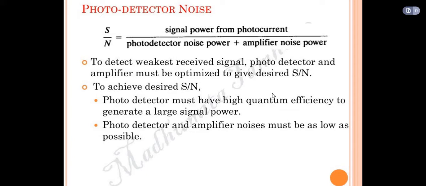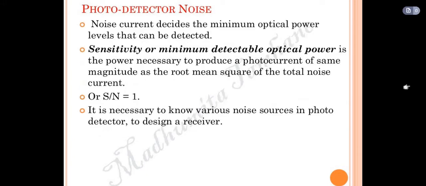We need photodetectors that have high quantum efficiency to generate a large signal power. That should be the reason. Second, the photodetector and the amplifier noise should be as low as possible. That should be the next criterion in order to achieve this kind of signal to noise ratio. And always, what is the thing we have to consider? We have to consider that the noise power always needs to be 1.